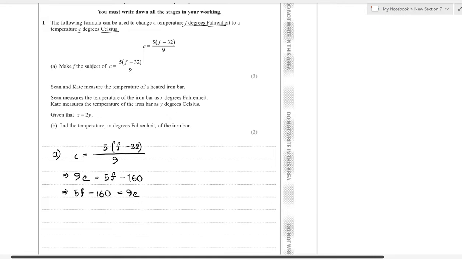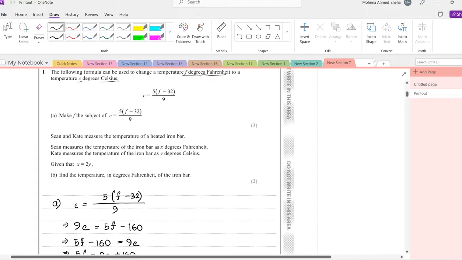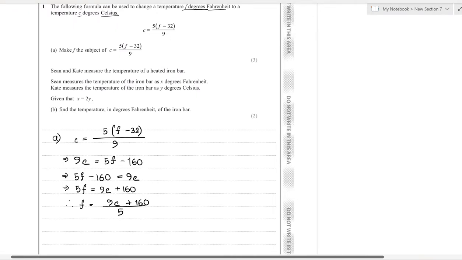Remember that in terms of flipping, there will be no sign change. So now we are going to shift this 160 to the right hand side. So it will be 5F equals 9C plus 160, and then finally the 5 to the right hand side. So the equation would look like F equals 9C plus 160 over 5. That's how it will look if we make F the subject of the formula. I hope question number 1A was clear enough for you all to understand.